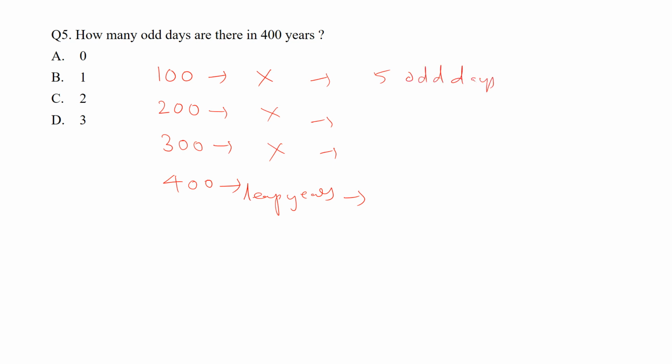of 100 years. So we have 5 here, 5 and 5 here. But the year 400 is a leap year, so you will get 1 extra odd day. So total 5 plus 5 plus 5 plus 6, which is 21. If I divide 21 by 7, I will get remainder 0. So the number of odd days in a period of 400 years is 0. Option A.